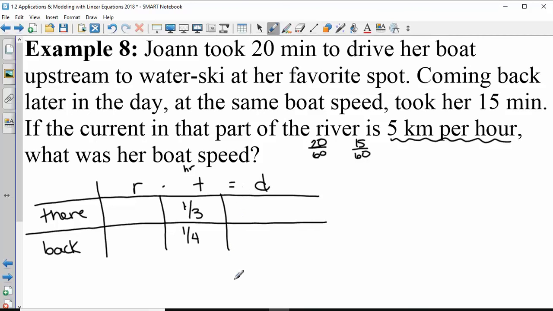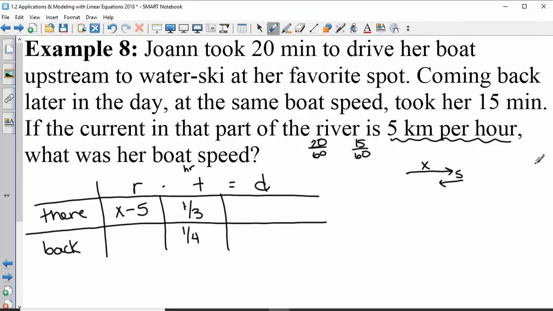Okay, we are trying to find her boat speed. Going there, it took her longer. What happened is she was trying to go. She had her boat set at some speed, let's call it X. And the current of the river was pushing back. We know that the river is going at 5. And so what it ended up doing is slowing her down. So her overall speed was just X minus the current, so X minus 5.